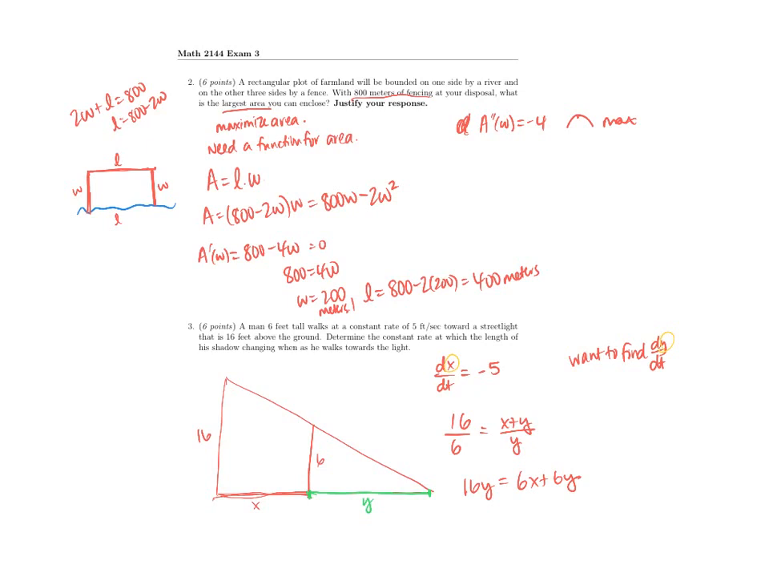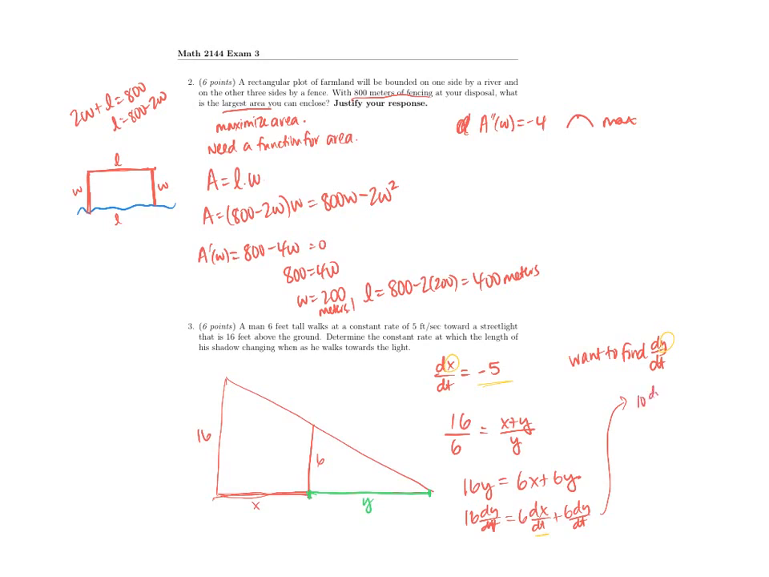And so I can take the derivative implicitly with respect to t from both sides, and so I get 16 dy/dt equals 6 dx/dt plus 6 dy/dt. And now I can plug in my value of dx/dt that I know. I know dx/dt is -5, so I'll plug that in here. And I can also subtract that 6 dy/dt over.